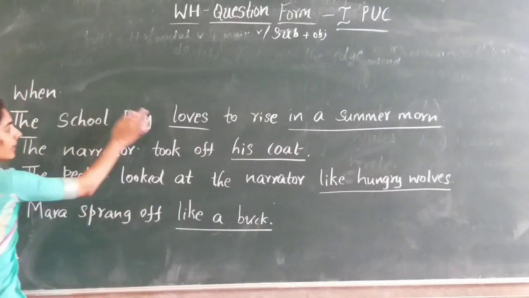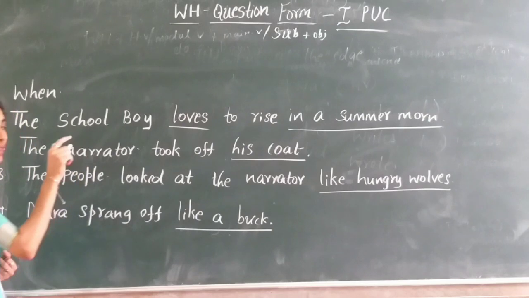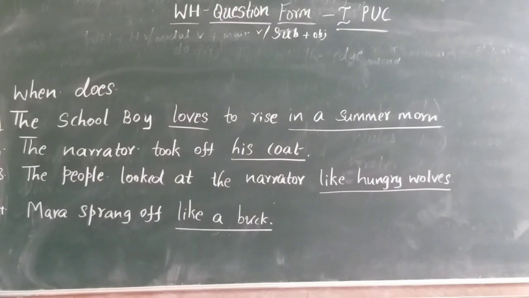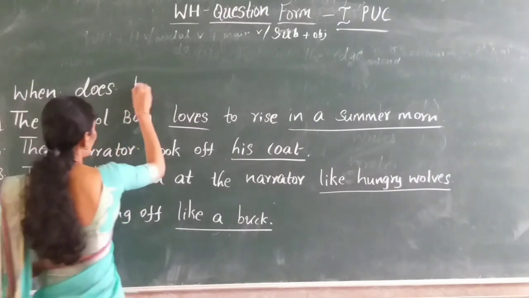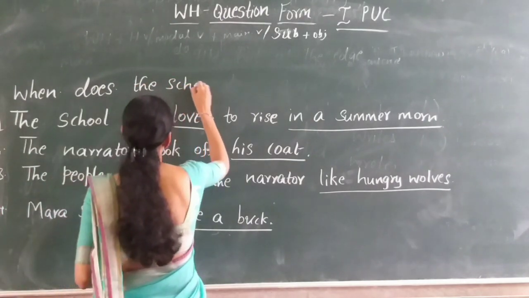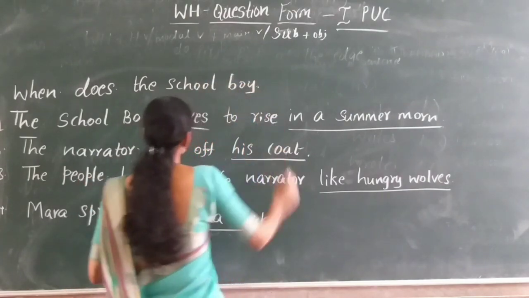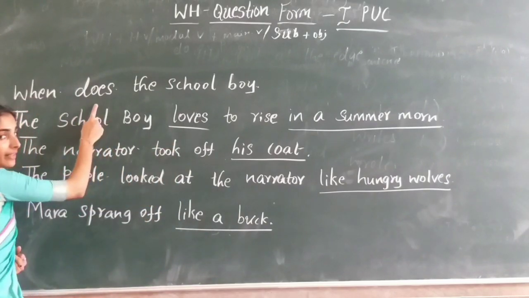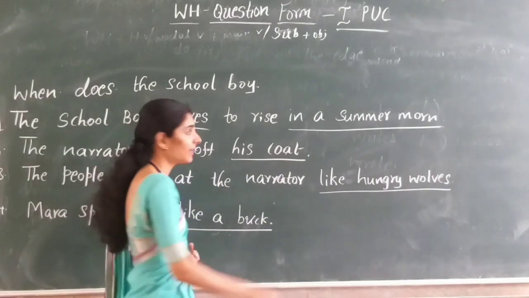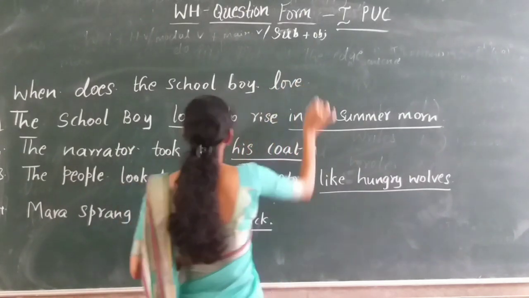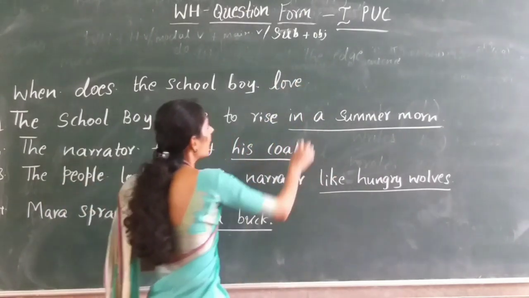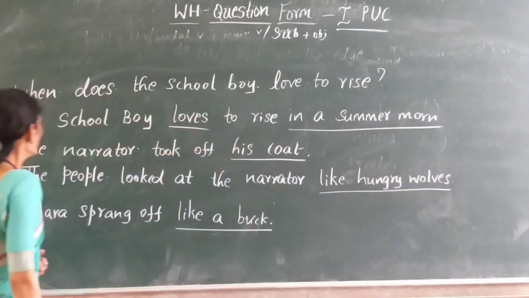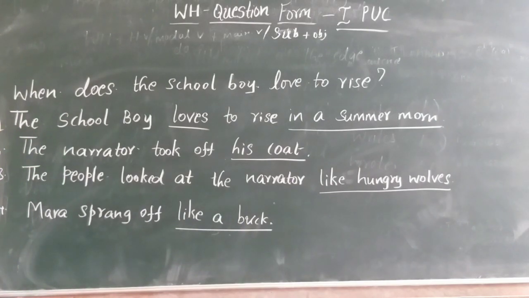So now, when, then do form. As I said, when there is yes, then it takes does. So now, when does, subject. When does the schoolboy, then there should be a verb. We have already written does. Again, we should not write loves. It has to be love. So when does the schoolboy love to rise? Question mark. When does the schoolboy love to rise?